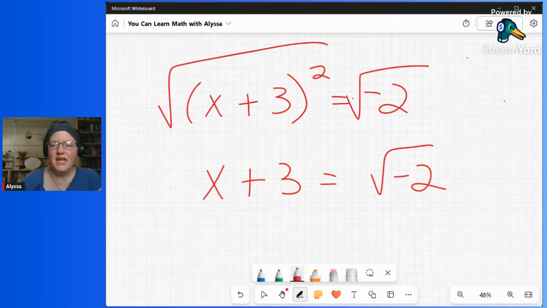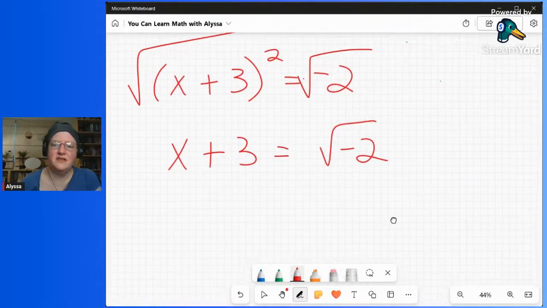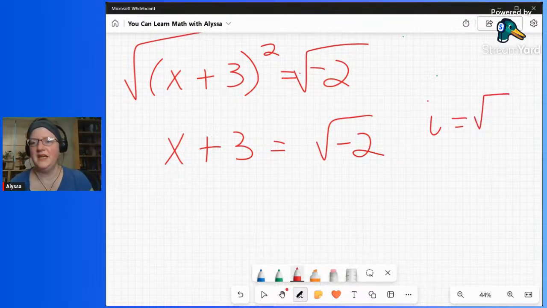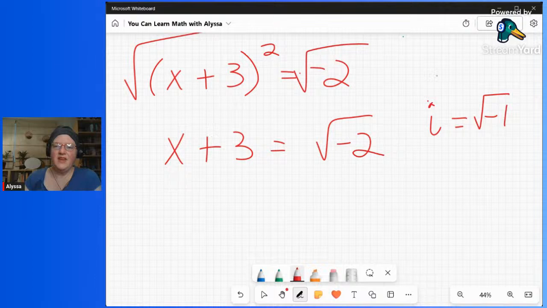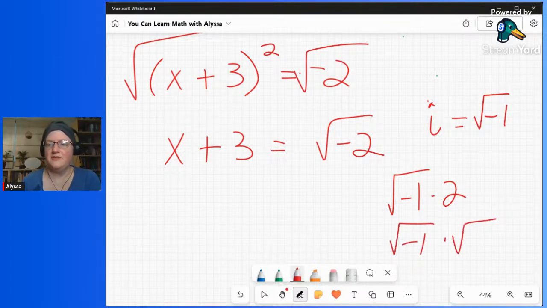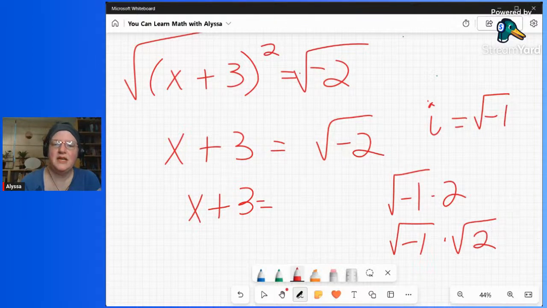And this is where our imaginary number comes in, the lovely i, which is equal to the square root of -1. So we want to split this square root of -2 up. In this case, it would be the square root of -1 times 2, or square root of -1 times square root of 2. And that square root of -1 is i. So then x plus 3 would be equal to i times the square root of 2.